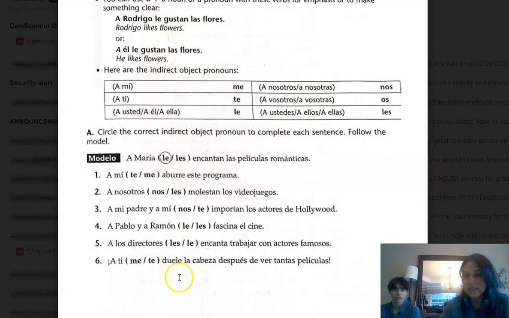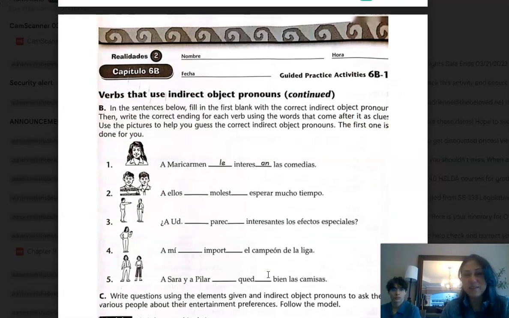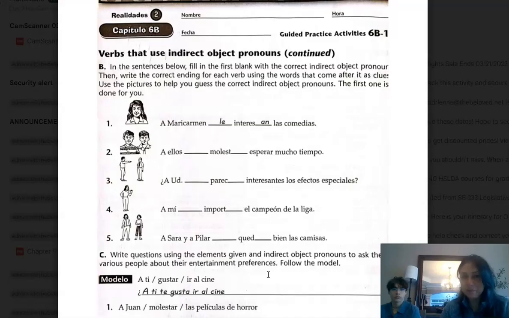The subject, what is the subject in that sentence? What is in pain? La cabeza. So it's not with an N because cabeza is singular there. So translating this is your head hurts after seeing so many movies. All right, let's move on to the next page.